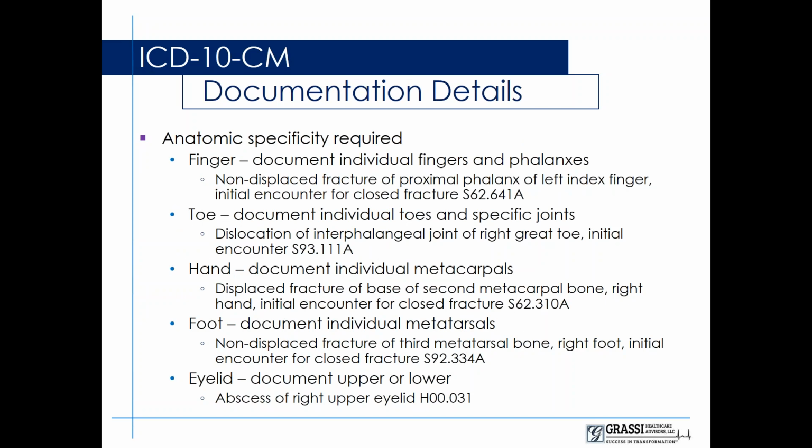Again, in the details in the documentation, we're driving this home because we can't stress enough the importance of getting all the proper information, as detailed as possible, into the documentation so that the diagnoses are going to be supported. So again, anatomic specificity is required for fingers, toes, hands, foot, eyelids. The codes are very specific now to which side, laterality. And again, we'll see some examples where it doesn't say left or right, it just says unspecified. There's no way that the doctor doesn't know which side the patient has an injury on. Next slide.